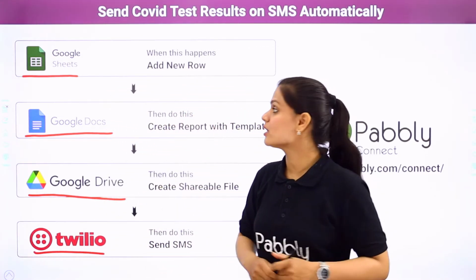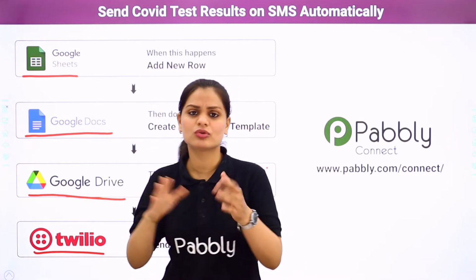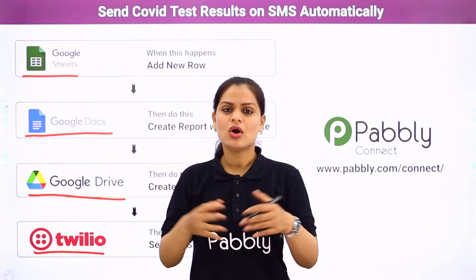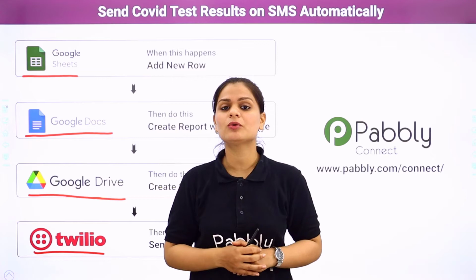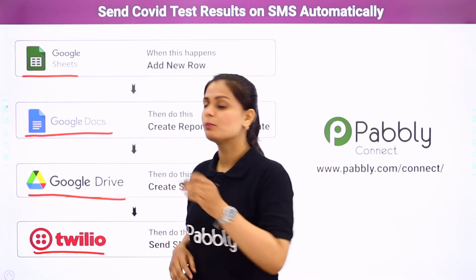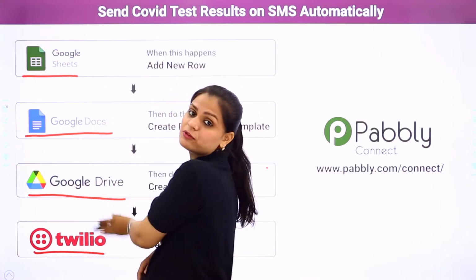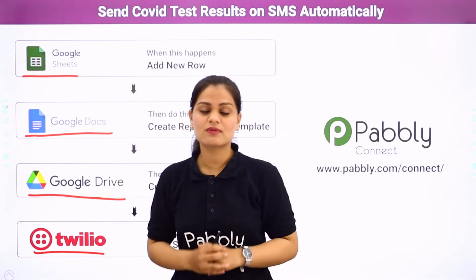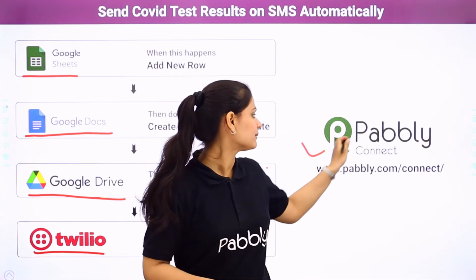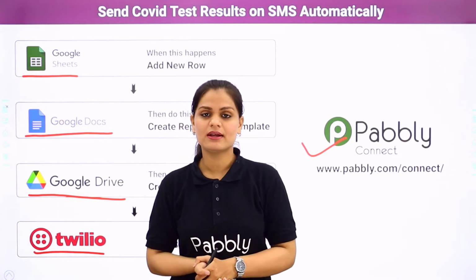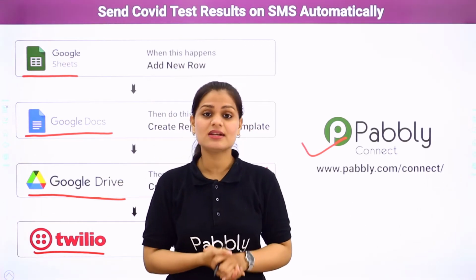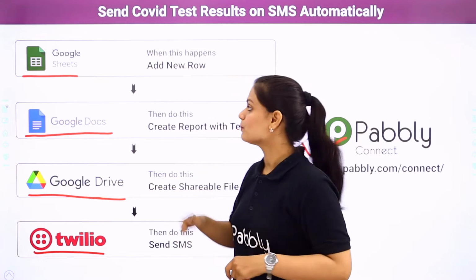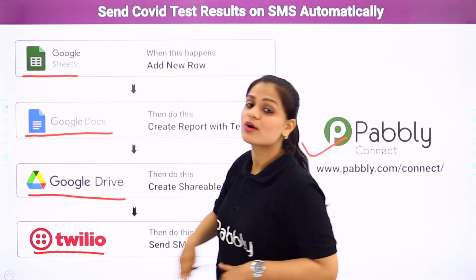So the issue is all these software applications do not have any native integration or any direct contact. So how am I going to perform this automation? I need to build that integration, build the data flow between them so that I can perform all these tasks. That is why in this video I am using Pabbly Connect. Pabbly Connect is an automation and integration software which is going to build an automation between all these software applications.